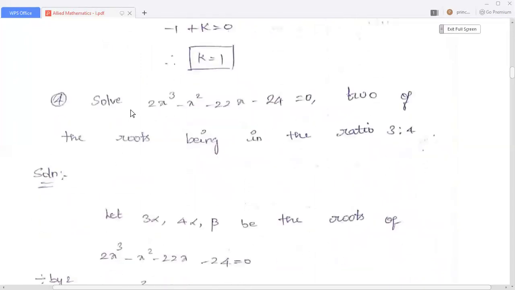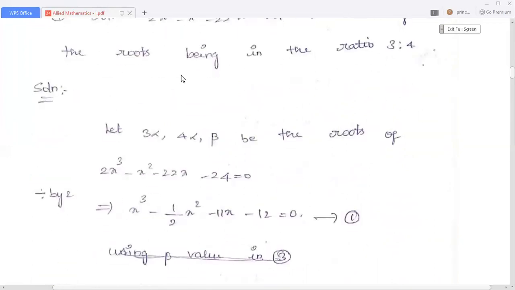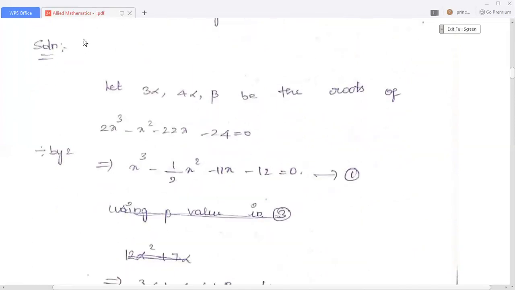The next problem: solve the equation 2x cube minus x square minus 22x minus 24 equal to 0, two of the roots being in the ratio 3:4. So according to this ratio, we represent the roots 3 alpha, 4 alpha, comma beta, as the roots of the given equation. Here the coefficient of x cube is 2, so we divide the whole equation by 2, then we get the equation 1.